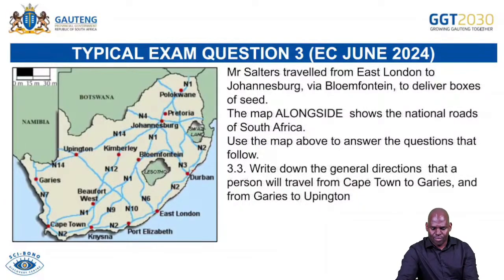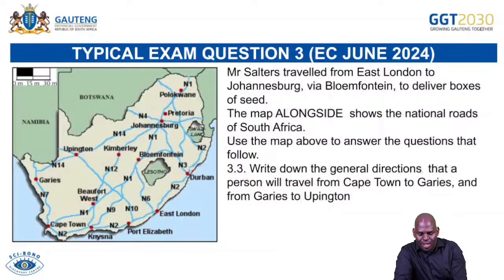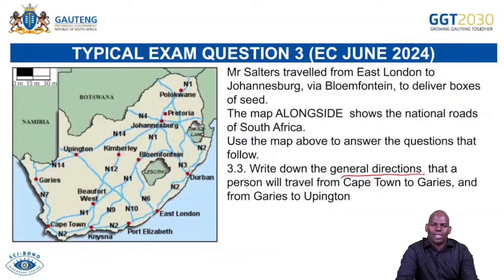Okay, and then number 3.3, still on the very same information, write down the general directions. Once they say general direction or compass direction, you are not going to explain, you just give a compass direction that a person will travel from Cape Town to Harris. So there's Cape Town. When I check on the map, there's Harris.